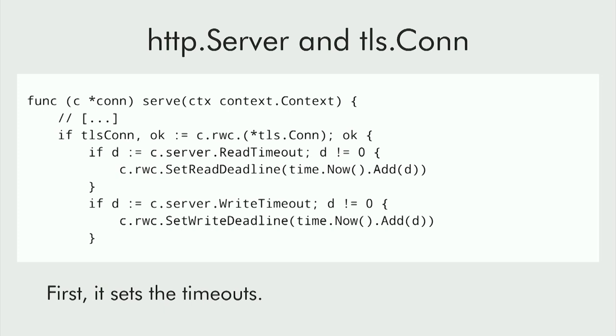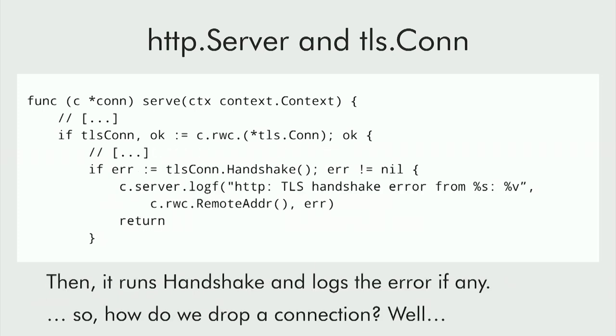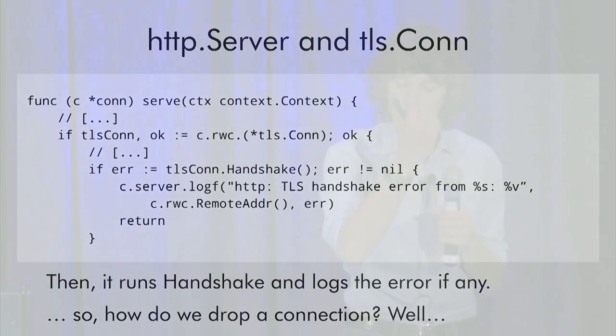If the type assertion succeeds, the first thing it does is that it sets the timeouts, of course, so that they will cover the handshake. And then it calls handshake for you. And if handshake fails, it logs a helpful line that tells you that it's not some random request that failed, but the initial handshake of the connection.